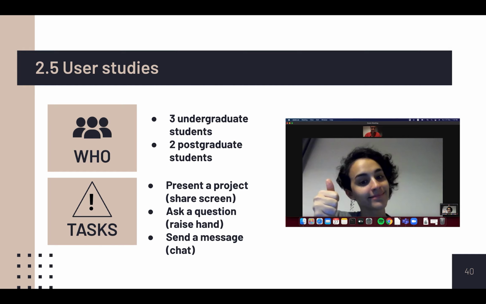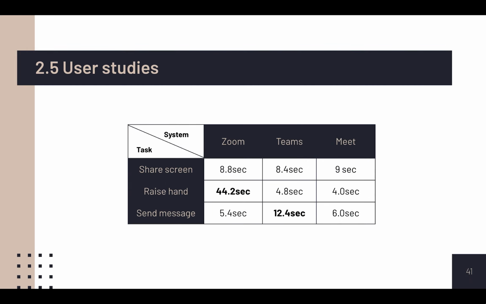The last evaluation that Expert Group A conducted was controlled user studies. As Expert Group A had focused on college students, the people that participated were 3 undergraduate and 2 postgraduate students. The user studies were really difficult to take place in that specific period. The tasks given to each participant were to present a project while sharing the screen, to ask a question to the moderator by raising a hand, and to send a message to the chat. The duration of the comments of the participants was noted.